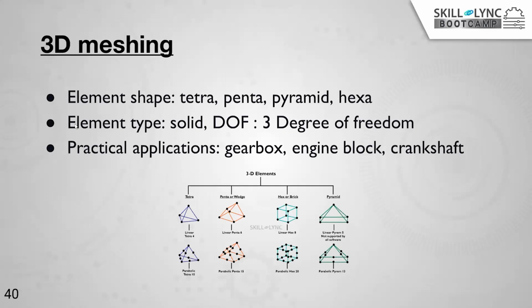Now let's come on to 3D meshing. The different shapes are tetra, penta, pyramid, and hexa. Element types are solid, and degrees of freedom are 3. Practically, 3D meshing can be used everywhere and anywhere. So these are the 3D elements.